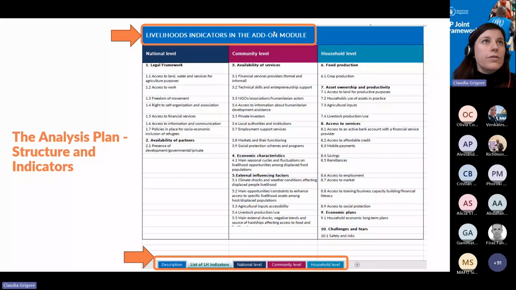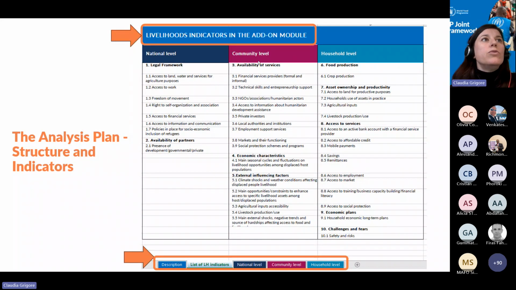here, we have the 3 levels that are reflected: the national level, community level, and household level. For them, what you have in bold here are the topics, and then you have the variables and indicators that are covered under that topic. So for instance, at the national level, we look at the legal framework, whether it's access to land, access to work, and so on. You can see them all here. Then we look into availability of partners, and here it's mostly presence of development, governmental, or private partners.